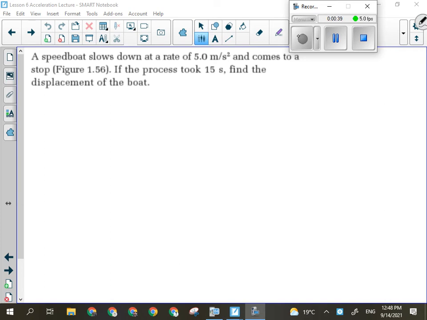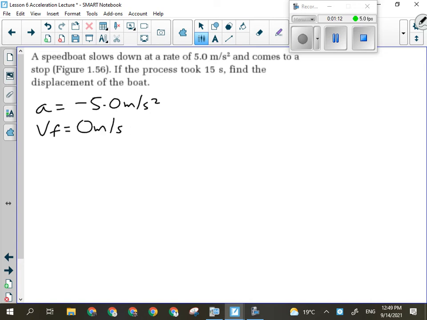So we have a speedboat that is slowing down at a rate of 5 meters per second squared. So what did they just tell me there? They told me the acceleration, and because it's slowing down, it's negative, because it's got to go less and less. So negative 5.0 meters per second squared. And comes to a stop. What did they just tell me there? Final velocity, and it's 0, right? If the process takes 15 seconds, so that's my time, find the displacement of the boat.